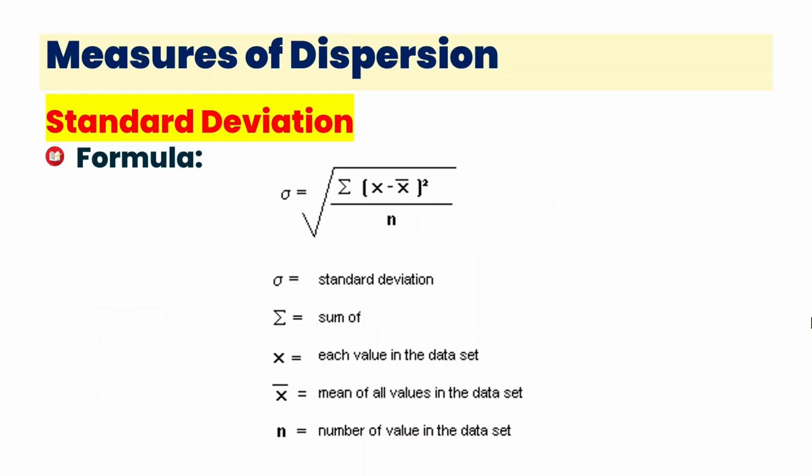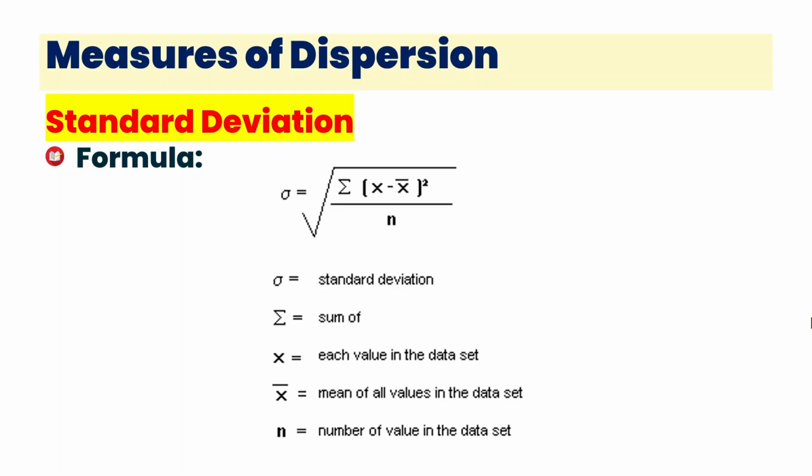The formula for standard deviation is: standard deviation is equal to the square root of the summation of the square of the difference of each element and the mean, divided by the number of values in the dataset. So we'll just show you how to do it after this slide.